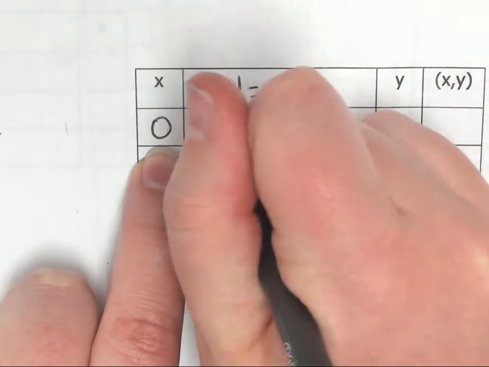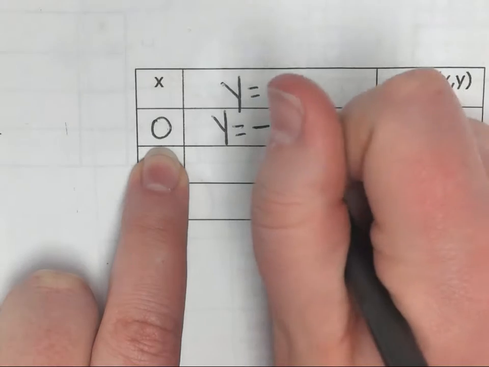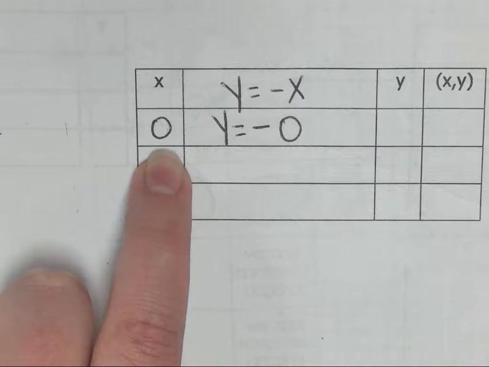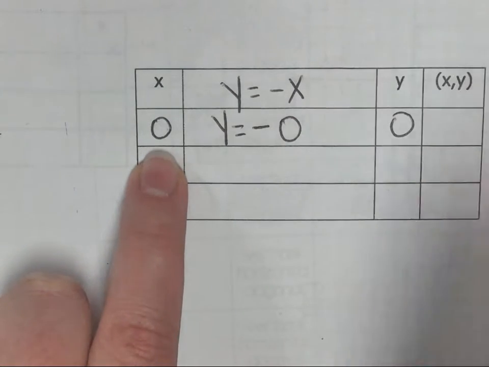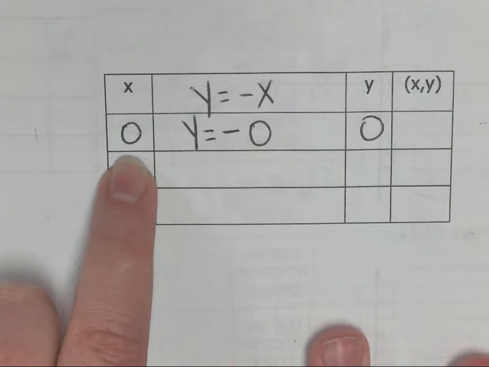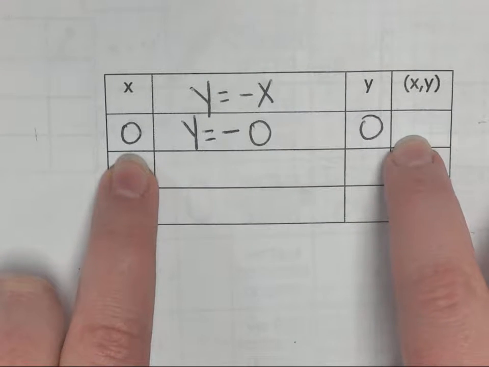So I'm going to copy down. Good. Y is equal to negative 0. Hey, guys, what's negative 0? 0. So y is 0. You can't have a negative of 0. It's neutral. It's Switzerland.